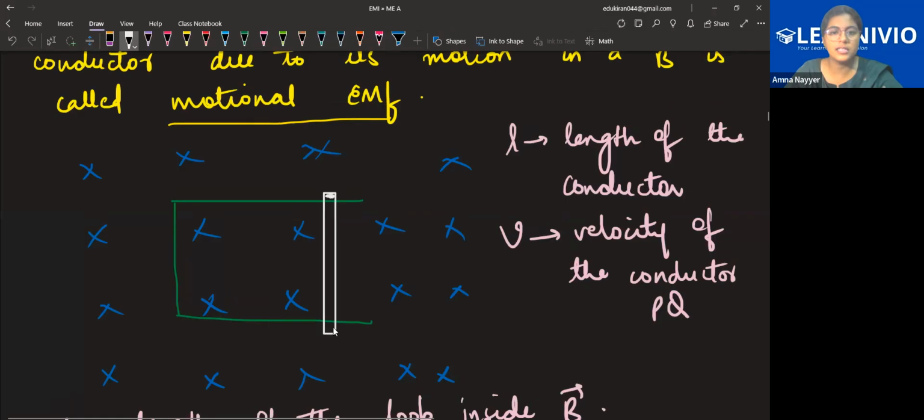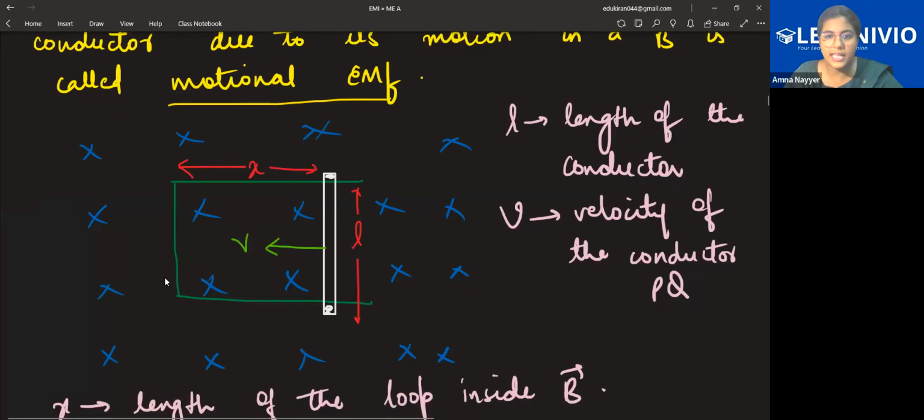Suppose this is a rod. These are the ends of the rod, and through this you are sliding over it. So the distance here is x. This is the length of the rod, and it is moving with velocity v. Now in this circuit, identifying motional EMF is not difficult.